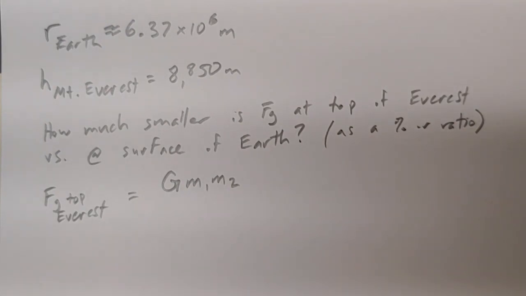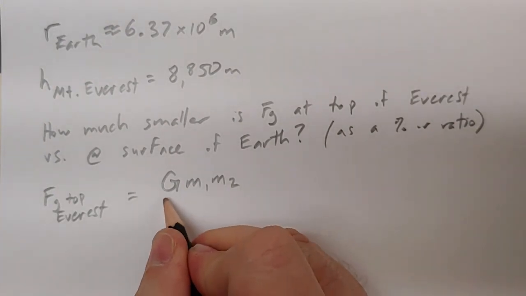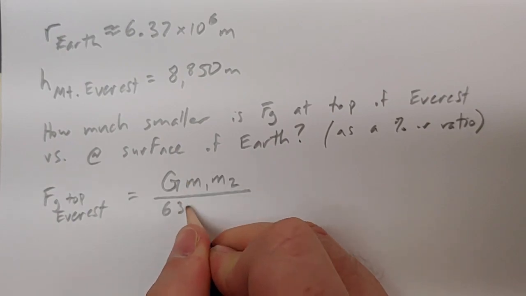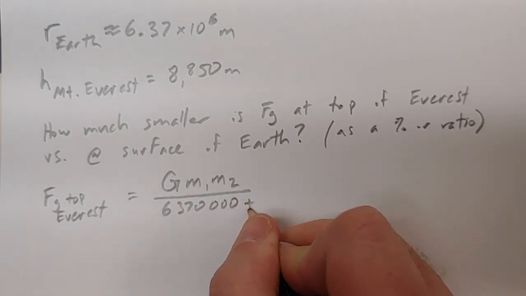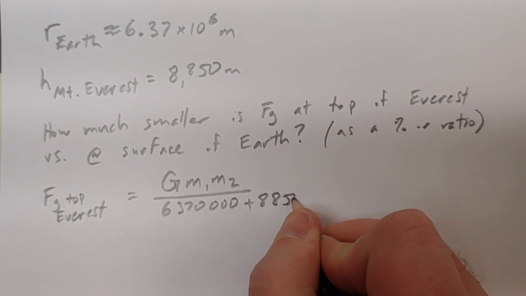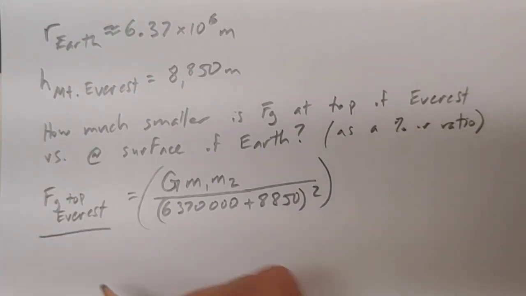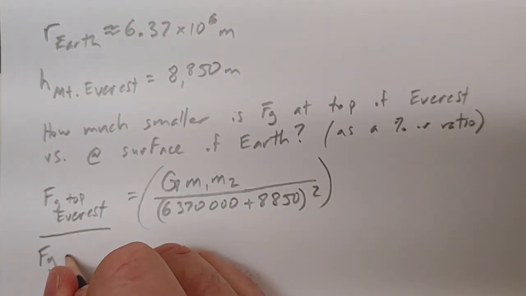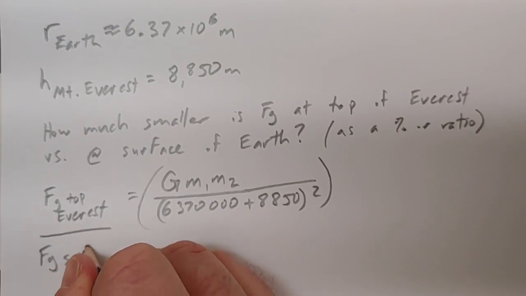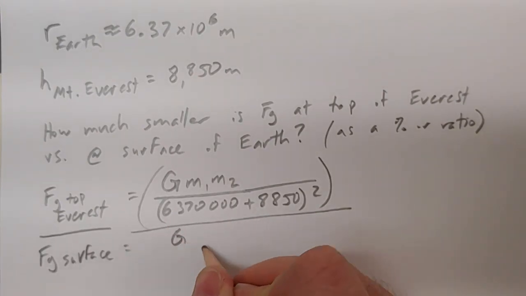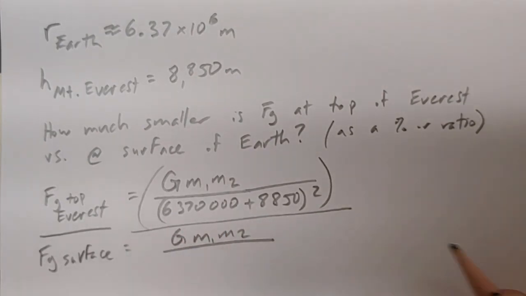We don't actually know what G is yet. We don't know either of the masses we're dealing with. We do know that the radius, though, is going to be Mount Everest plus the Earth. So that's going to be 6,370,000 plus 8,850 squared. And then if we want to find a ratio, for example, it would be divided by the force of gravity at the surface. So we'll divide by G times M1 times M2 divided by just the radius of the Earth, because that's going to tell us how far it is.